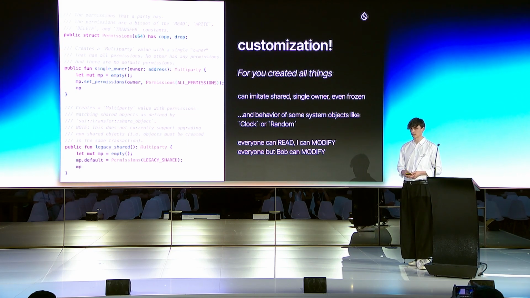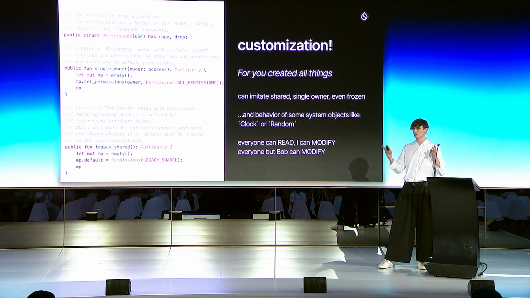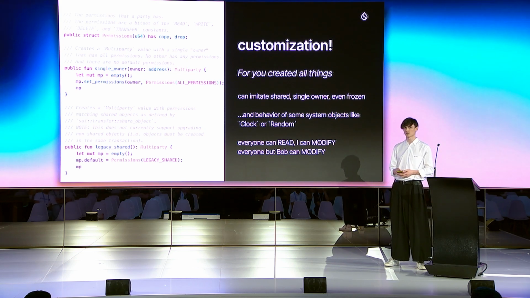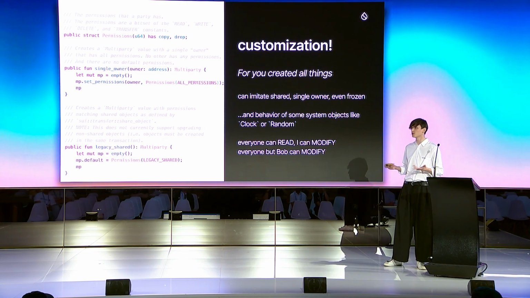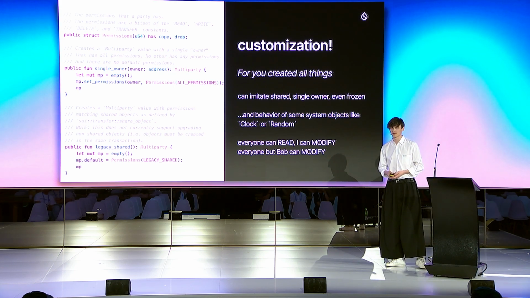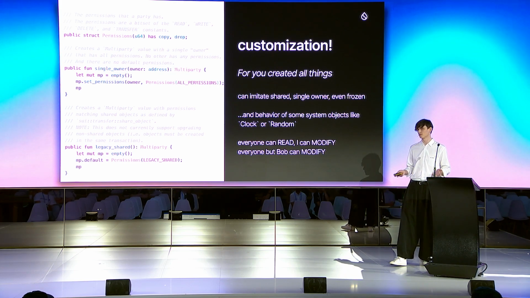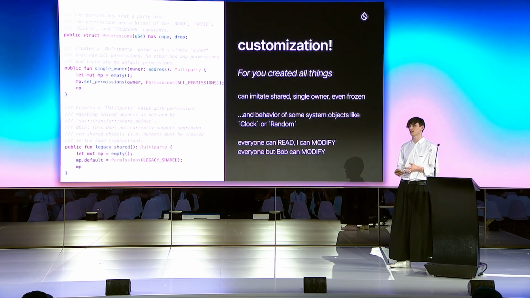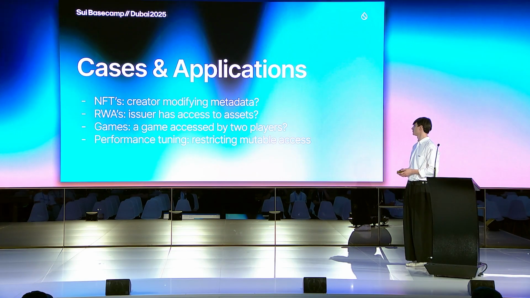So if you think about it, we have a couple special objects, maybe more, system objects such as clock and random. You cannot use them mutably because it's going to be blocking, we just disallow that. And with multi-party objects, you could technically imitate this behavior or have something behave like clock. It won't be as native, but it would be like it.